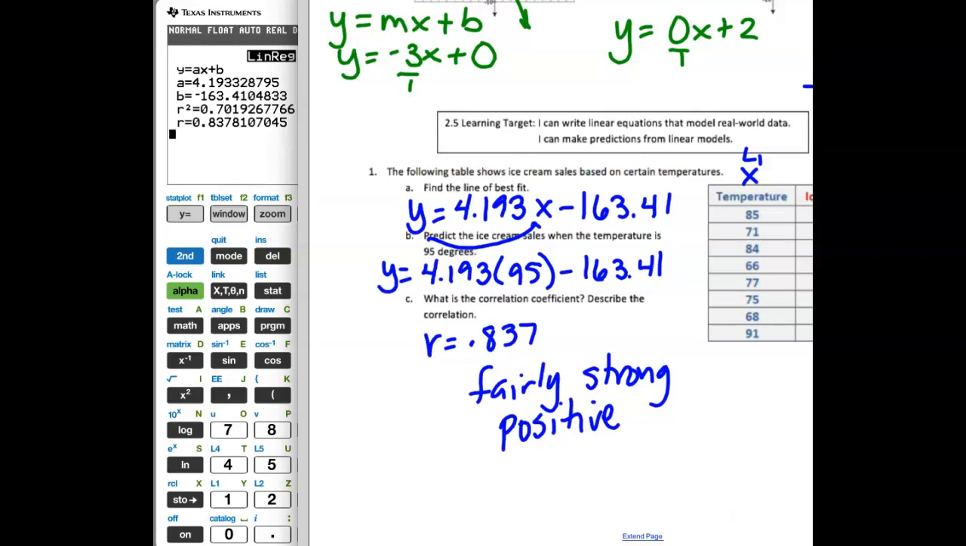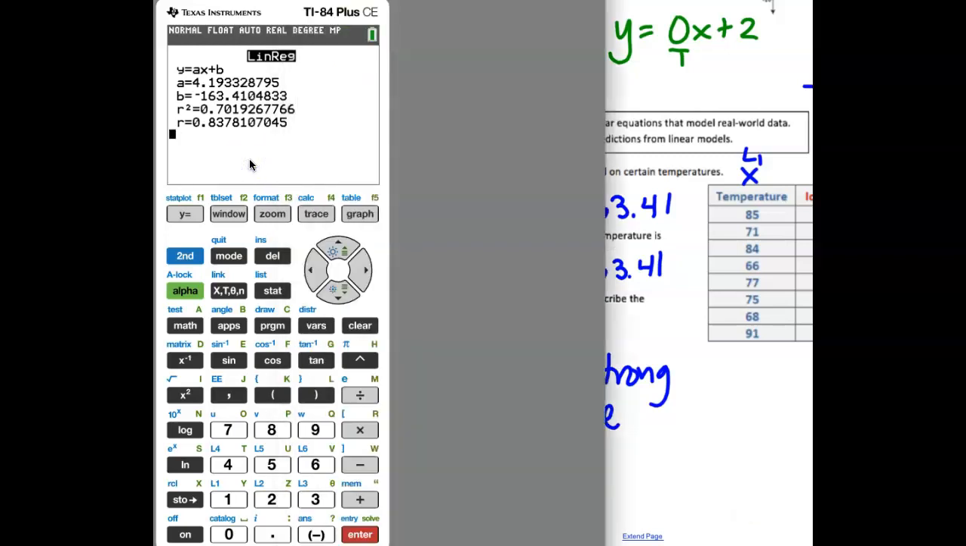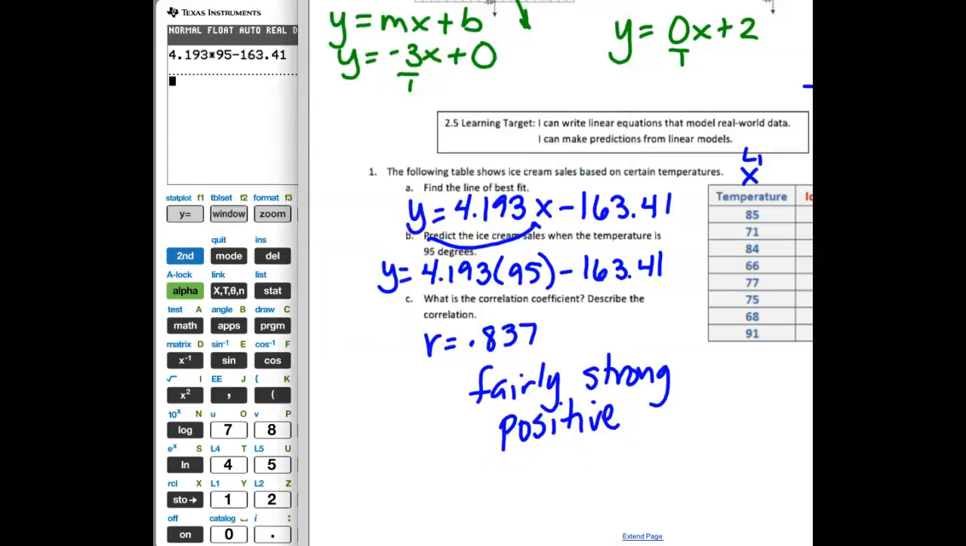All right, let's calculate our value there. All right, so we had 4.193 times 95 minus 163.41. So ice cream sales would be about $234.93.